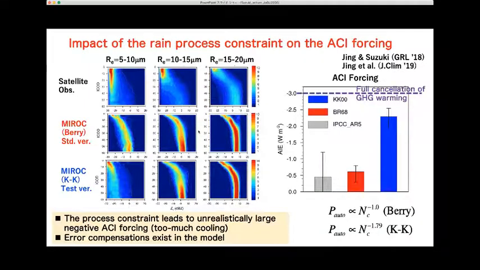if you do this kind of model constraint using observations, that actually has another secondary impact on the global energy balance, for example. In this case, the aerosol-induced cooling impact became too large, too much cooling, because of this model adjustment. So that means there still exists error compensation in different components in the model that's now exposed by this kind of new satellite observations.